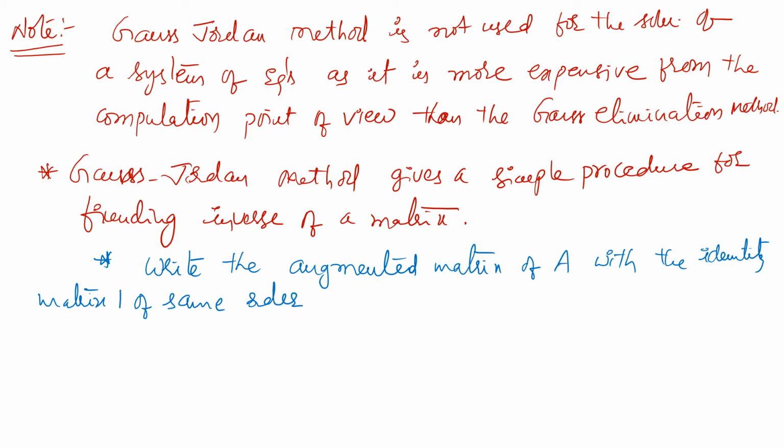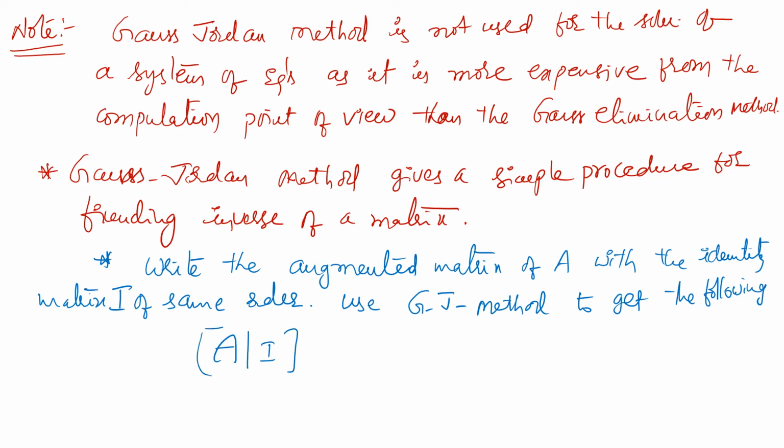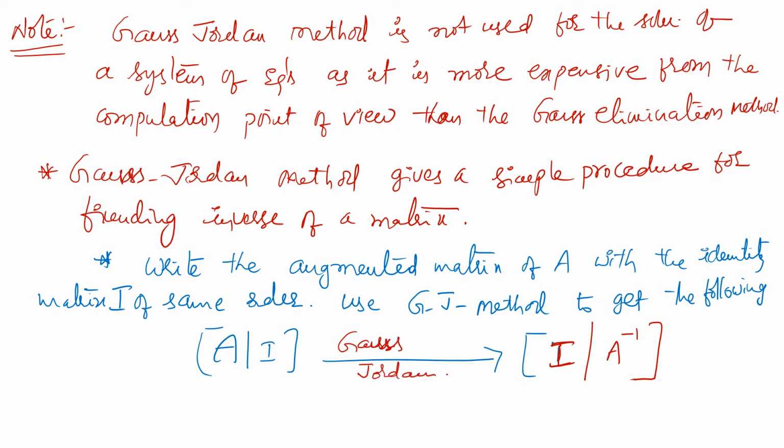Okay, identity matrix. What is identity matrix? Represented by capital I. Then use Gauss-Jordan method to get the following. What is that following? Matrix A and I. This is the augmented matrix. A must be reduced to I, and this I automatically reduces to A inverse by applying the Gauss-Jordan technique.